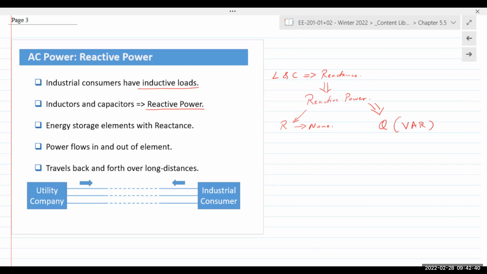Okay, real power P. So energy storage elements with reactance, meaning only L and C. When you have huge inductive loads, power is constantly being received from the utility company and then it's being sent back. Now that begs the question, why is it not a concern when it comes to residential customers?